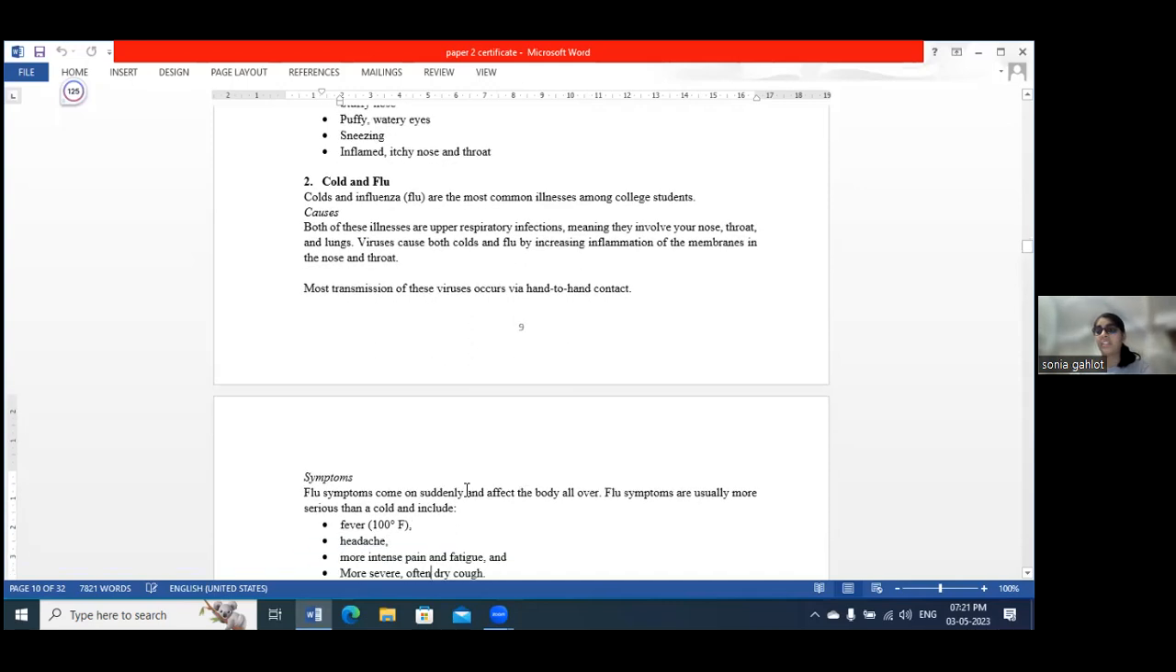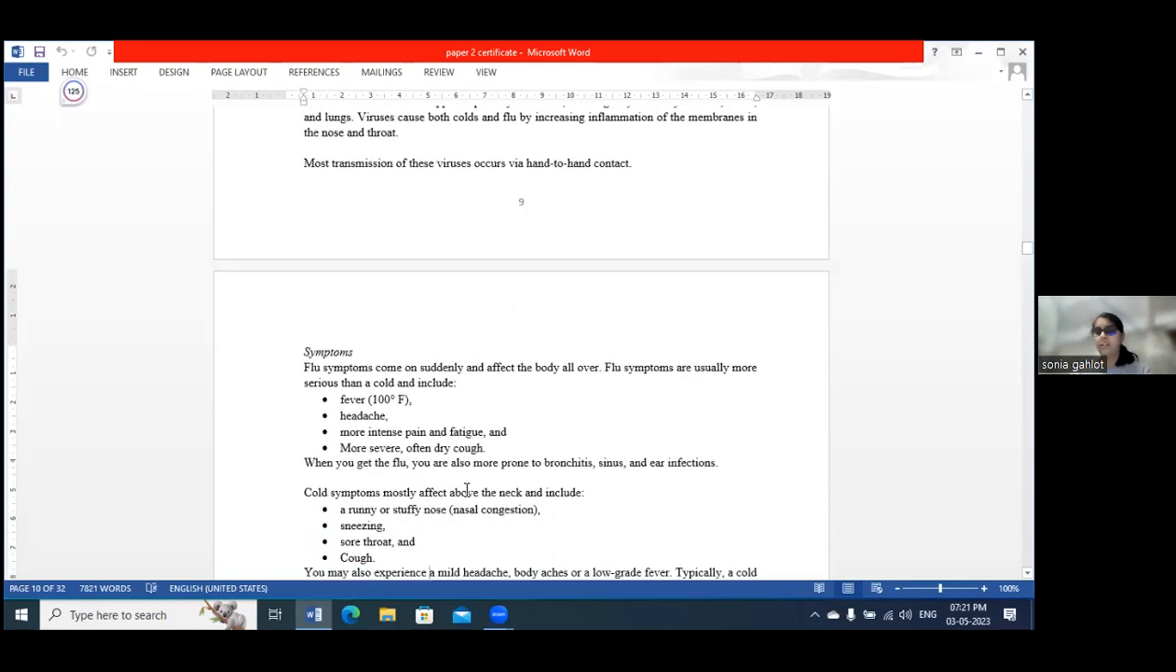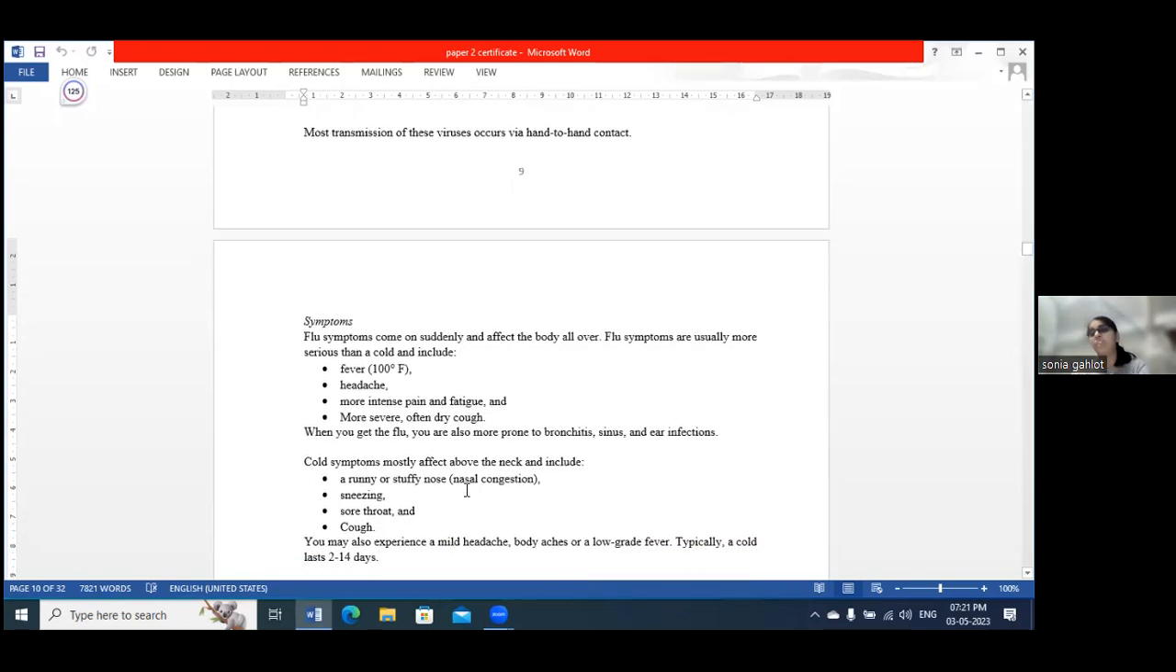Now, what are the symptoms? Generally, fever happens. The second one is headache. The third one is intense pain or fatigue. If the cold and flu is more severe, then cough formation takes place. And it may sometimes lead to an ear infection, because it has happened with me. I had a cold, and because of it my ear started paining. There is a tube, I guess, which connects the throat to the ear, and that got filled with pus, leading to an ear infection. So these are the things that happen in cold and flu.